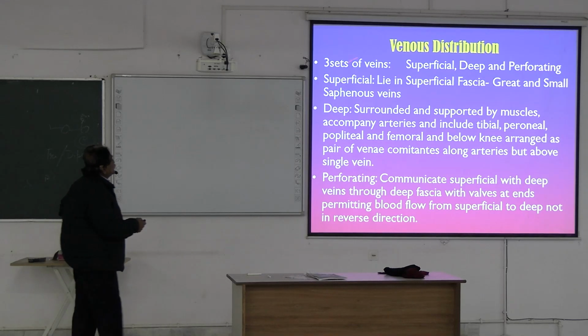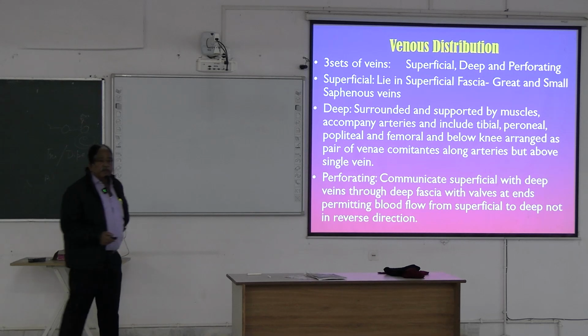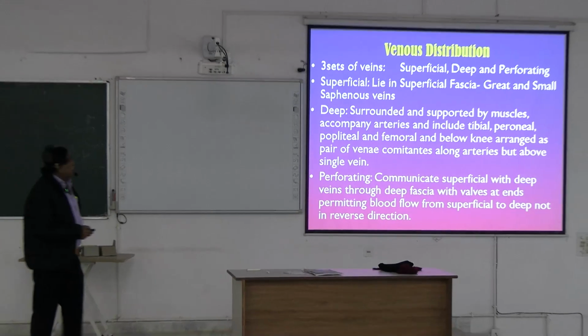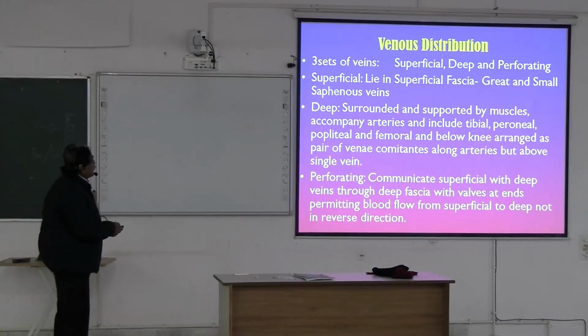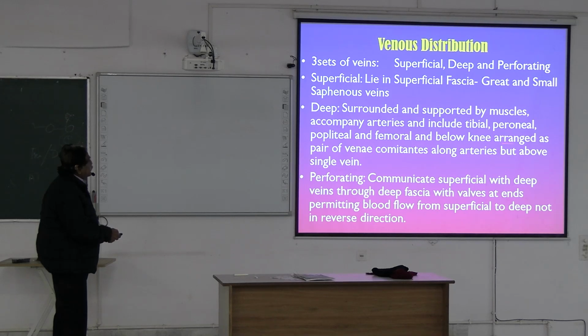The venous distribution: three sets of veins, superficial, deep and perforating. Superficial veins lie in the superficial fascia: the great and small saphenous veins. Now deep veins are surrounded and supported by muscles, accompanying arteries, including tibial, peroneal, popliteal and femoral. Below the knee they are arranged as a pair of vena comitantes along the arteries, but above the knee a single vein.